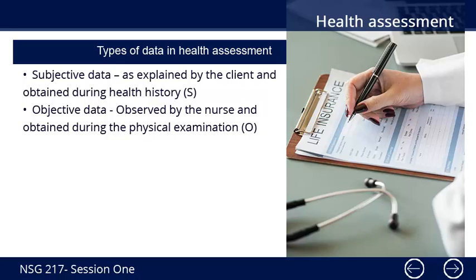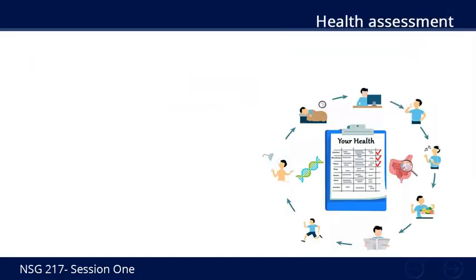Types of data in health assessment. There are two. The subjective data is as explained by the client and obtained during health history. The objective data is observed by the nurse and obtained during physical examination.